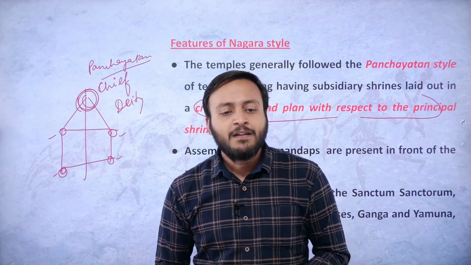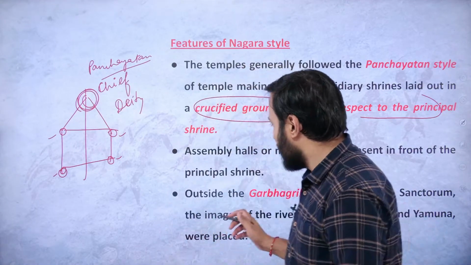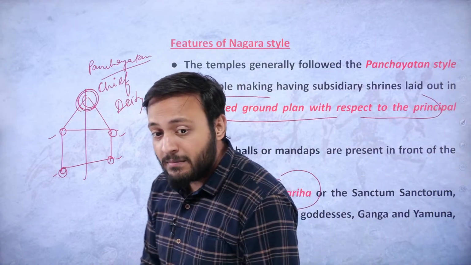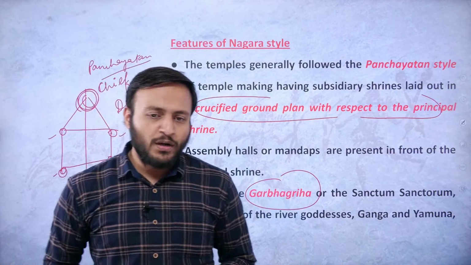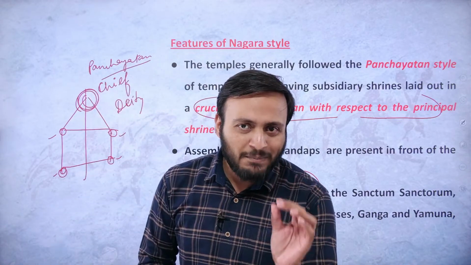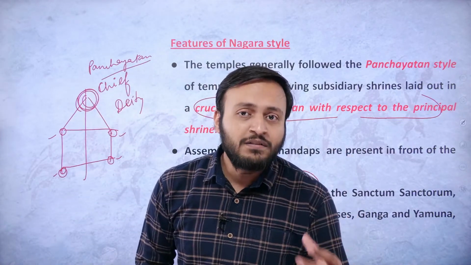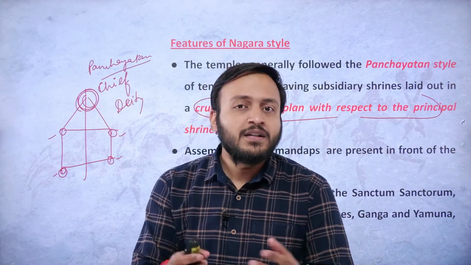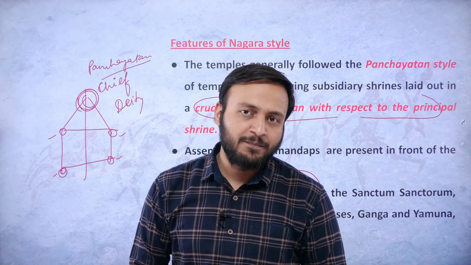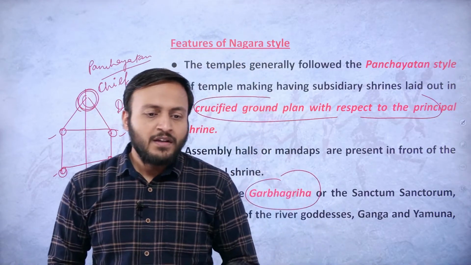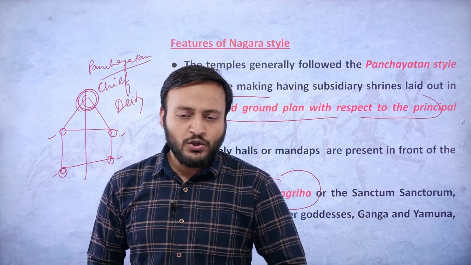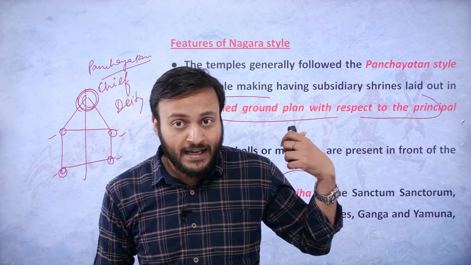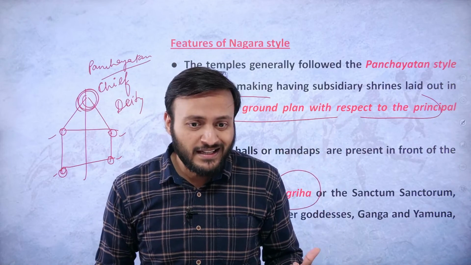Not only that, outside the Garbhagriha, what is the Garbhagriha? If you remember, Garbhagriha is the sanctum sanctorum. It is the principal place where the image of the deity is kept. The main center where the statue of the god is kept, that is the sanctum sanctorum. So just outside that you will find the presence of the river goddesses. I had already told you these things in yesterday's lecture.